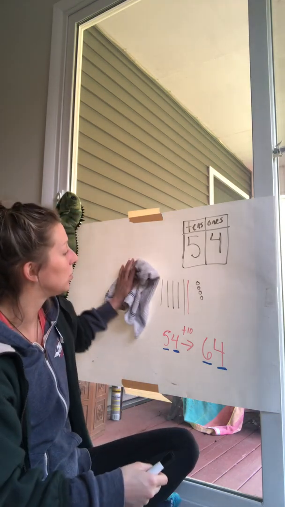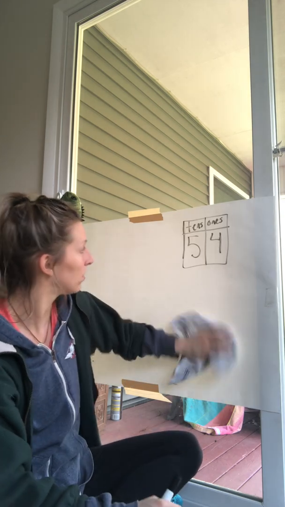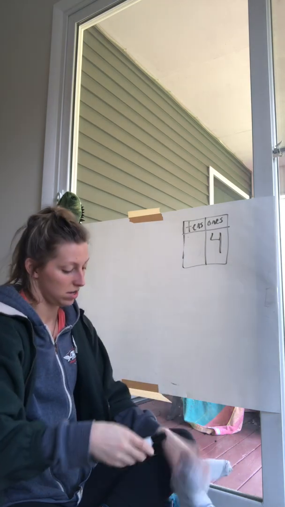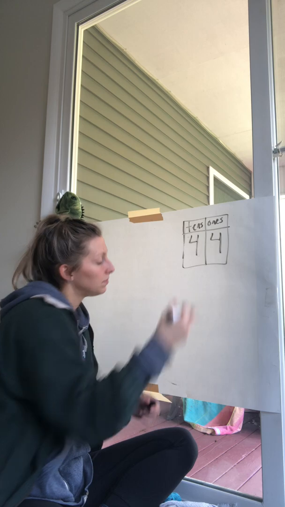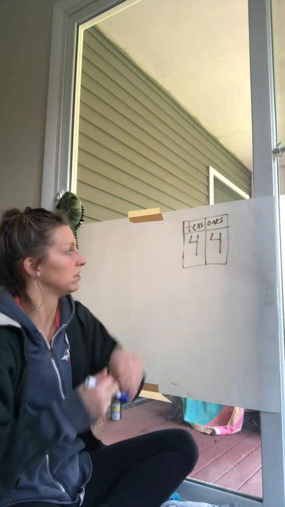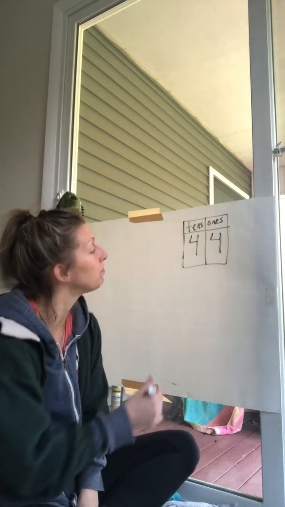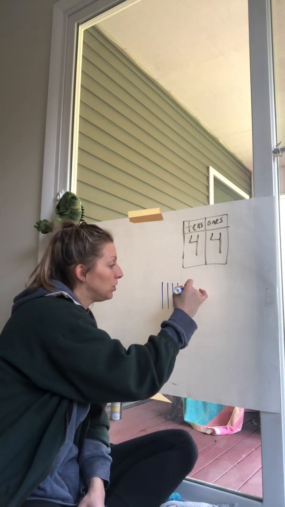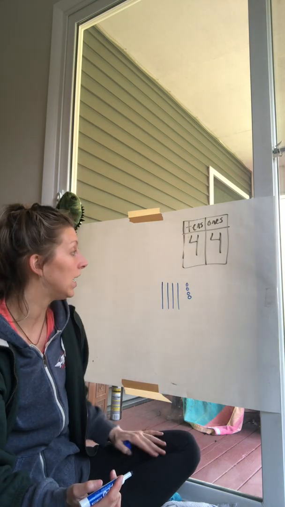Let's see. So that was adding. Let's try taking away. Let's try subtracting. Okay? So if I changed this to a 4, 44, 10s, 1s. 4 10s, 4 1s. If I have 44 and I wanted to take away 1, so let's draw 44. 1, 2, 3, 4. 1, 2, 3, 4. Okay, got my quick 10s, quick 1s drawn, and I want to take away 1.